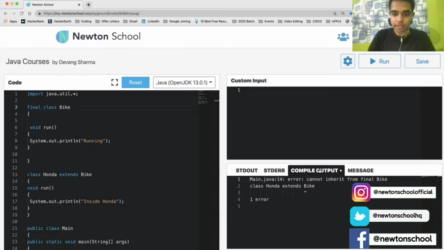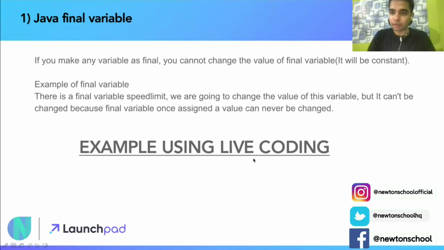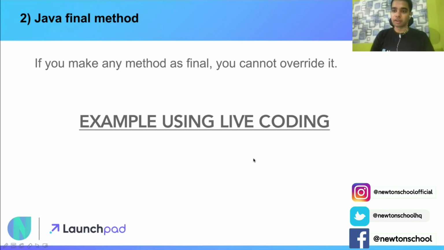Yes. What is the error I get? Cannot inherit from final bike. This line number 13 is actually giving me a compile time error. Since I have declared my class bike as final, I cannot extend it. So a final class cannot be inherited. That is the third use case. We have seen the example of Java final variable, Java final method, and Java final class.